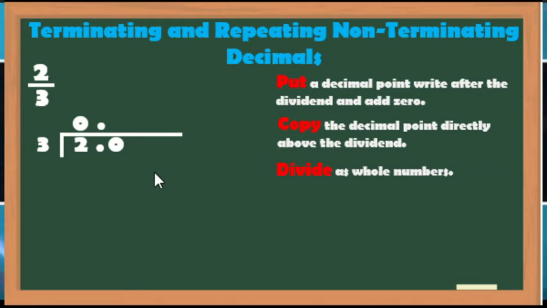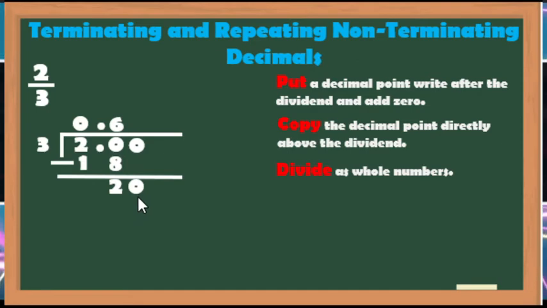We have 20 divided by 3 is 6. Multiply 6 times 3 is 18. Subtract 20 minus 18 is 2. Add 0 in our dividend, bring down the 0. Divide 20 divided by 3 is 6. Multiply 6 times 3 is 18. Subtract 20 minus 18 is 2.